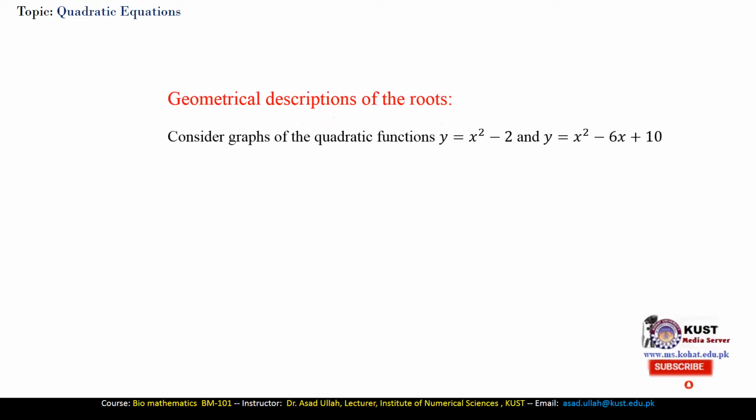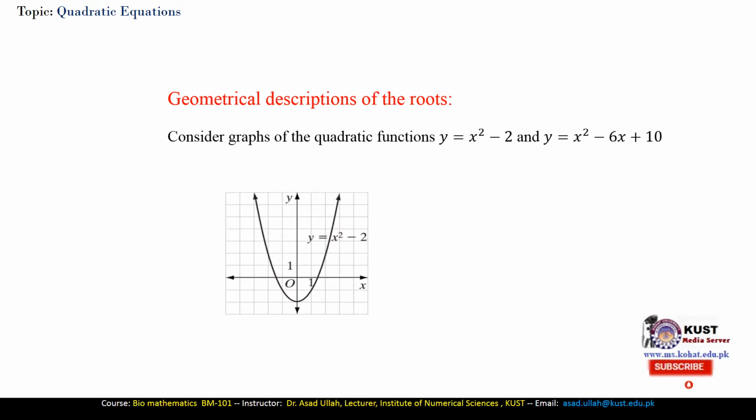Now to geometrically understand what roots are and how to find roots from the graphs of the quadratic equation or any polynomial equation, here we consider two different functions that were already discussed in the previous slides: y is equal to x square minus 2 and y is equal to x square minus 6x plus 10. First, I discuss the graph of y is equal to x square minus 2. That is in the form of a parabola. This graph crosses the x-axis at points larger than 1 and less than minus 1.